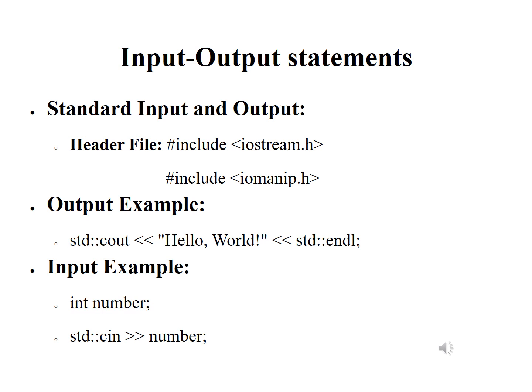In this session, I will be speaking about input-output statements used in C++. Input-output statements can be included by adding the header files like #include <iostream> and #include <iomanip>.